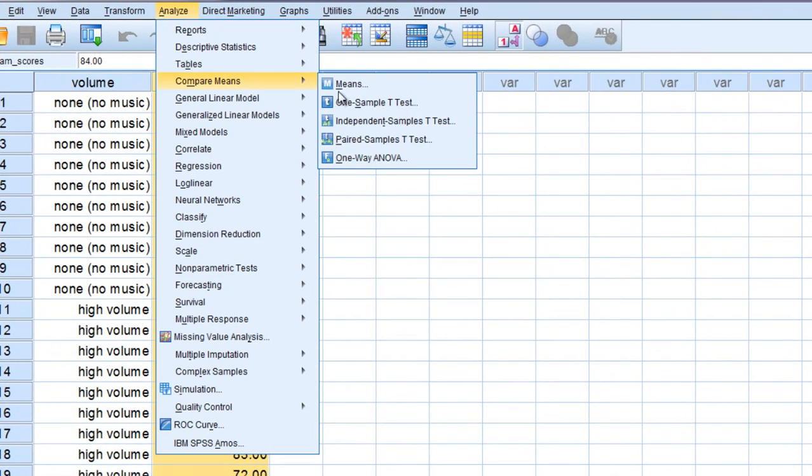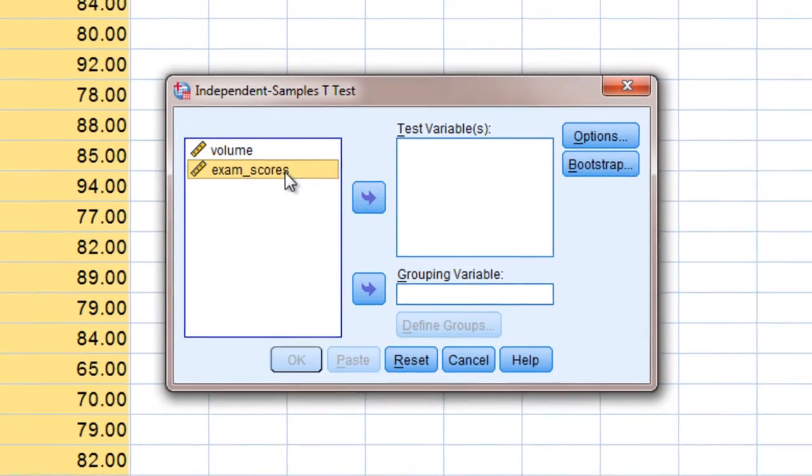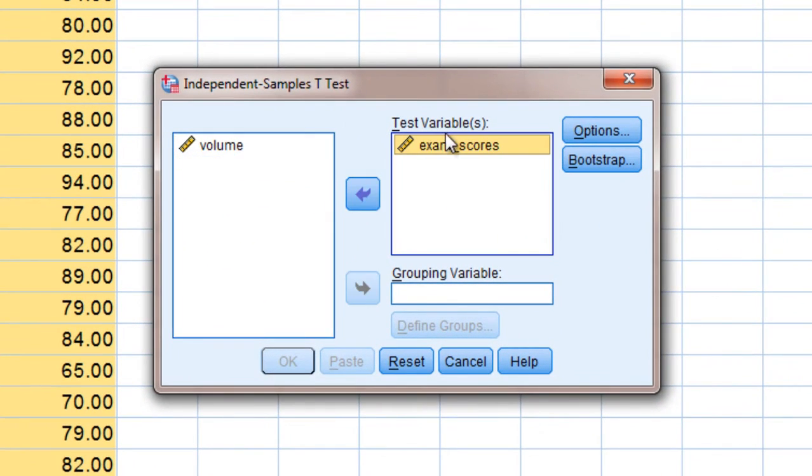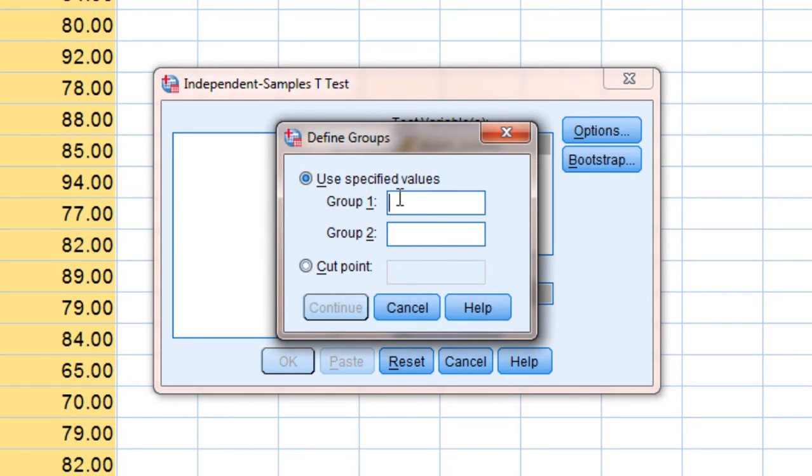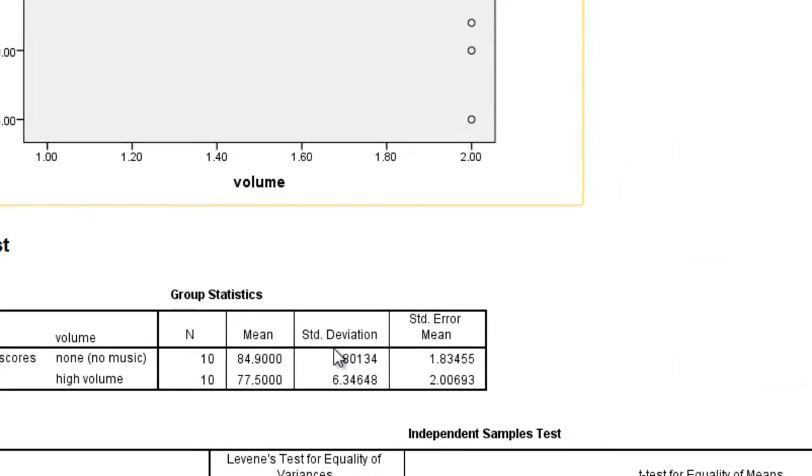I'm going to go to Analyze, Compare Means, Independent Samples T-Test. Go ahead and select that. We'll put exam scores as our test variable, move volume to grouping variable. And then for defined groups, click on that. Group 1, we coded with a 1. Group 2 is a 2. So click Continue, and then OK.